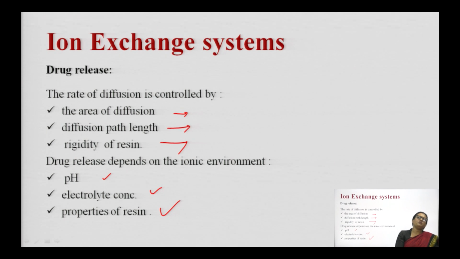The lesser the diffusion path length, the faster will be the drug release, and rigidity of the resin basically implies the porosity of the resin. The more porous the resin, the better will be the permeability of the resin to the dissolution medium.